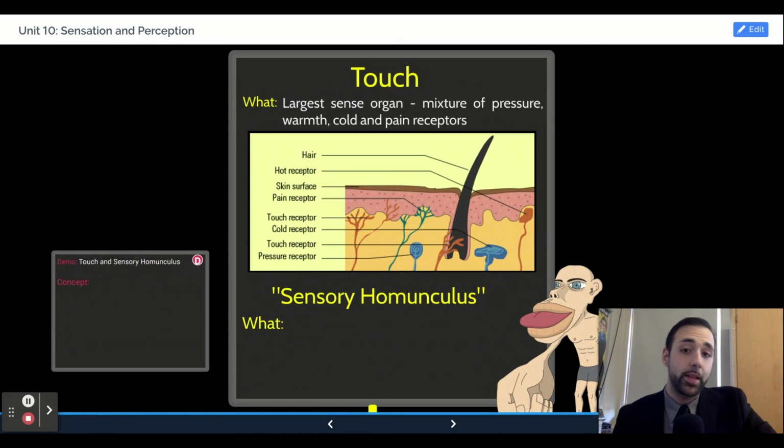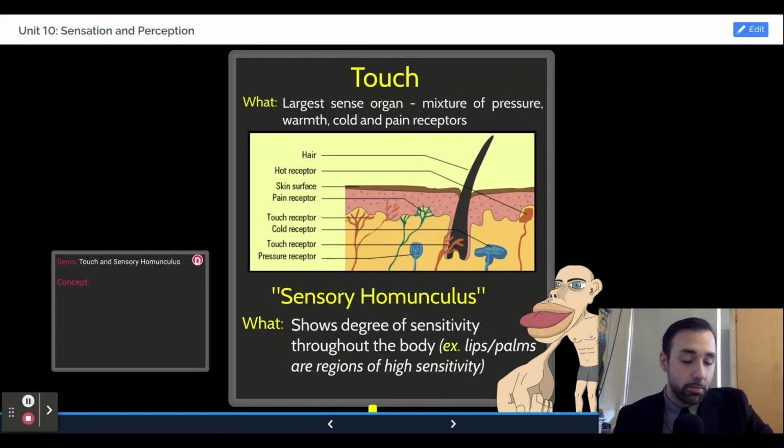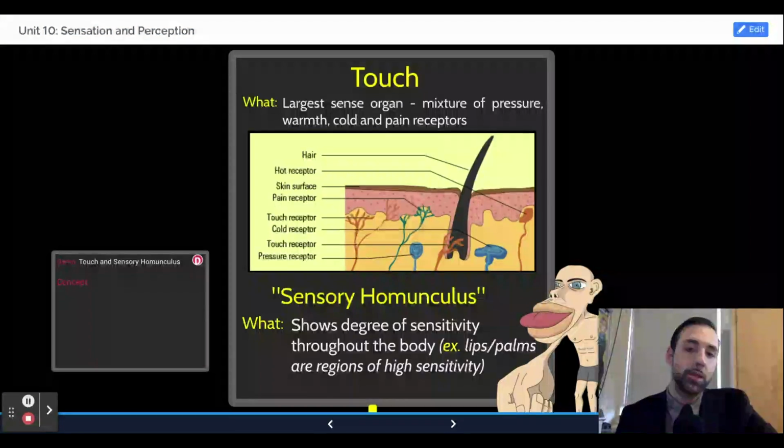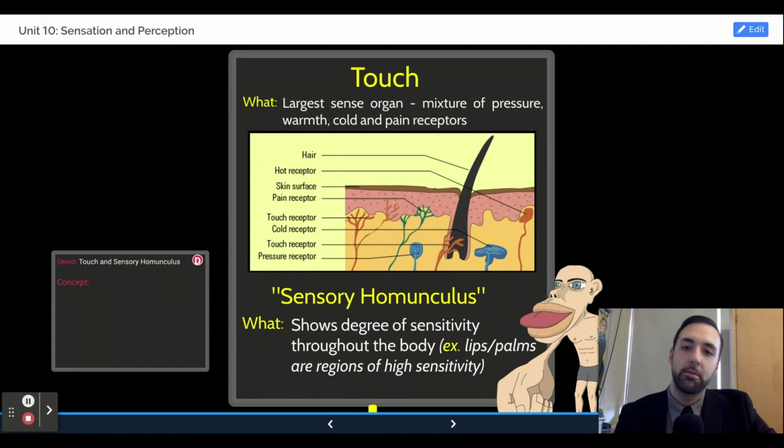But our third sense is simply our sense of touch. It's our largest sense, and touch sensations can be divided up into a few different categories. We have things like pressure, cold, the inverse of that, heat or warm, and then pain receptors. So our skin has different receptors pertaining to the different types of touch sensations that we are experiencing, and it can obviously be a mixture of a variety of different ones.